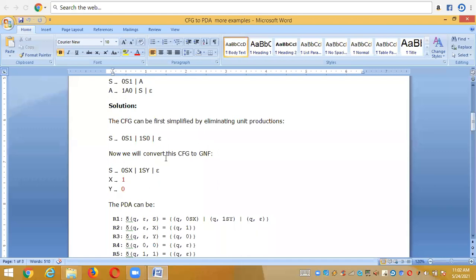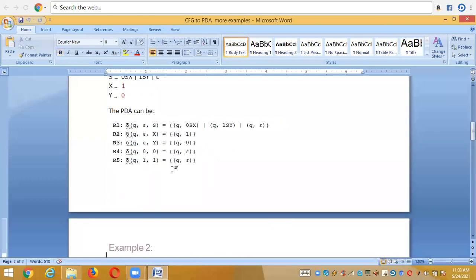Now we will convert the CFG into GNF. See, these are units, and you need to remove these units. As well, here I have an epsilon production, and I need to remove these epsilons. So I need to simplify this, and finally convert it into a GNF. So it can be written as 0 S X. For X I am choosing 1, and for 0 I am choosing Y. So 0 S X or 1 S Y or epsilon.